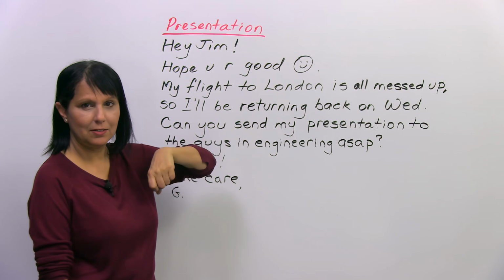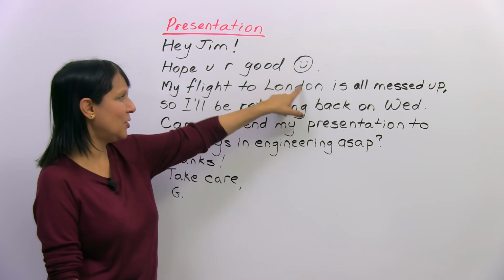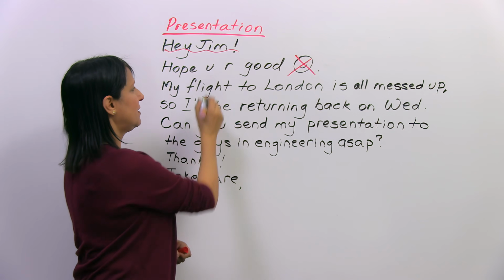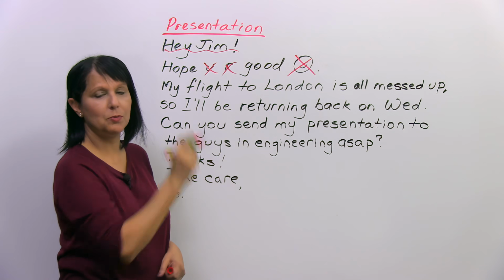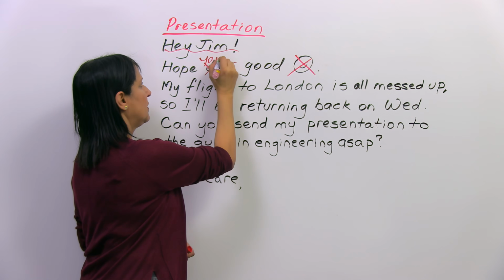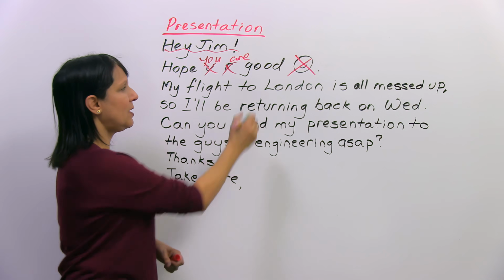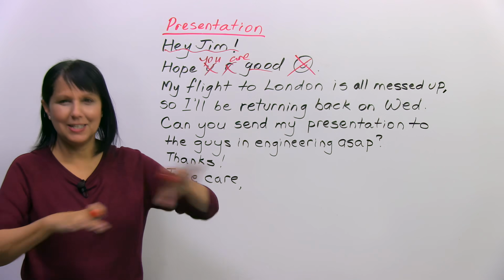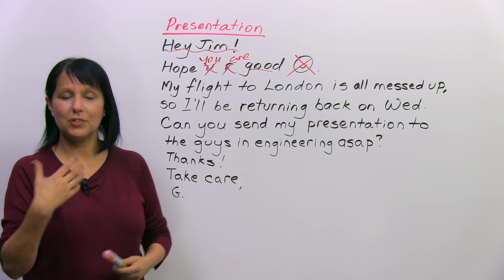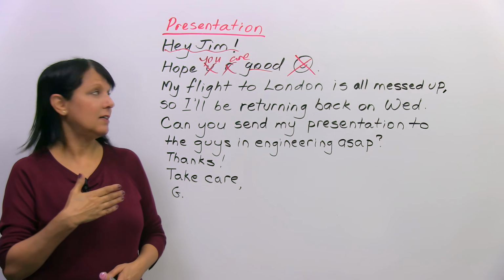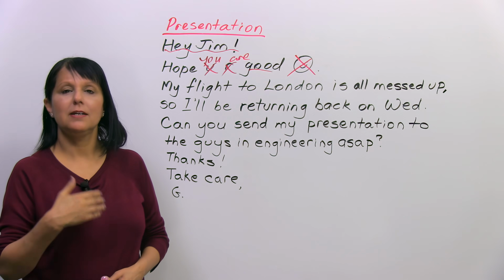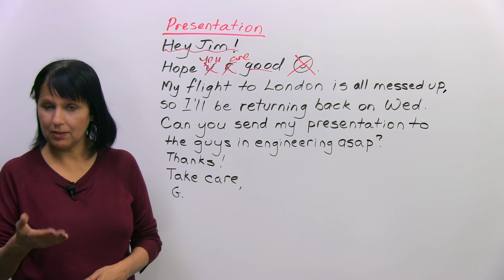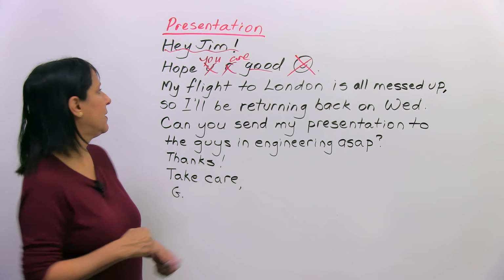Okay. Then he writes, "Hope you are good," with an emoticon. So, of course, we learned no emoticons, right? So we want to get rid of that. This part was not very good. "Hope you are." No, we want to write out the words in full. "You are." And also not "hope you are good." This whole expression should really be canceled. And what you could say instead is, "Dear Jim," let's say, "I hope you have been well." Let's say you've been away. "I hope you've been well. I hope all is well."